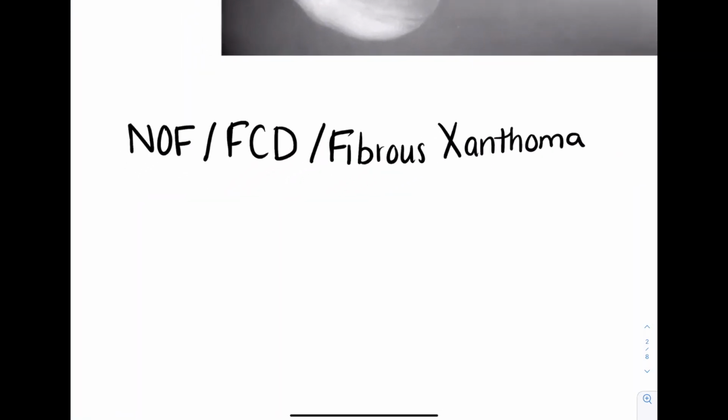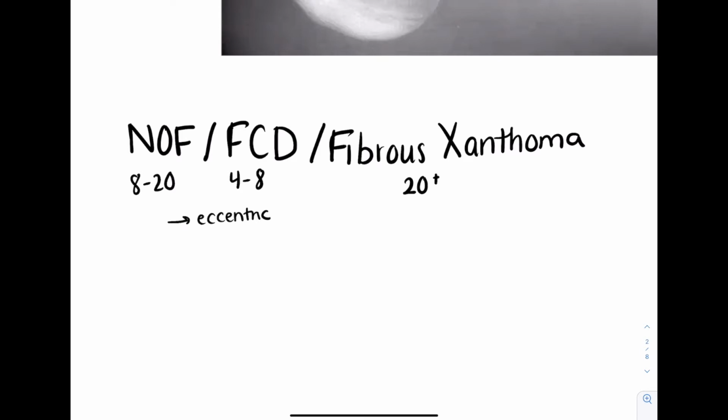So what are the things that we know about these? Age-wise, our NOF is going to be our 8 to 20. FCD is our 4 to 8. And our fibroxanthoma is our 20 plus. Okay, so age-wise, we know that. These ones like to be eccentric on the side. Right, okay, and so I don't necessarily see that in this situation, so I'm not really going towards that here.